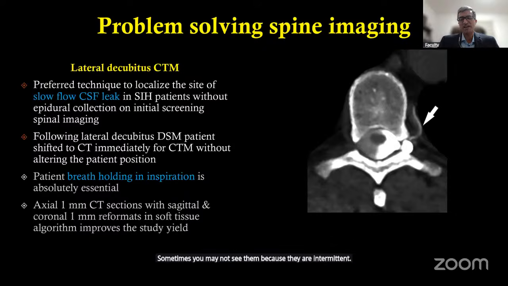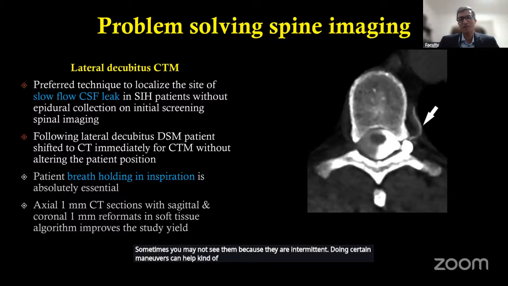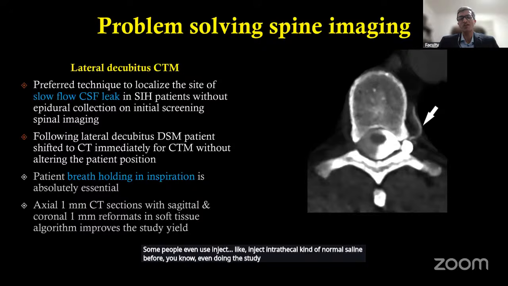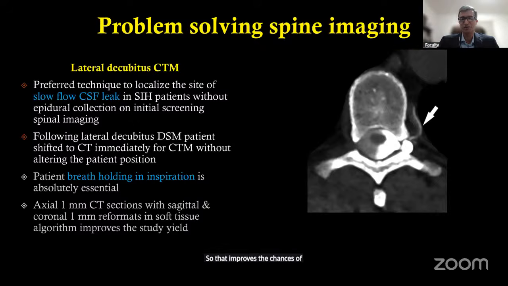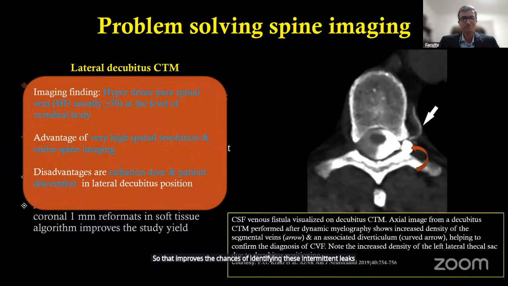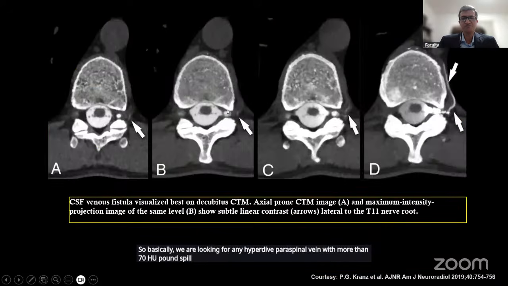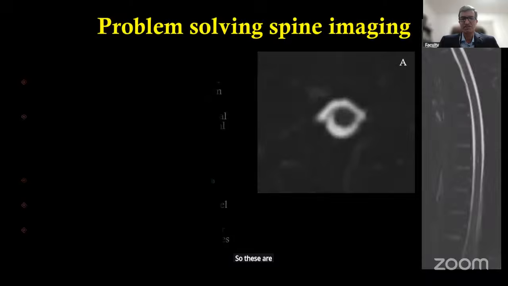Doing certain maneuvers can help identify these paravertebral veins, especially breathing techniques. Full inspiration or resisted inspiration, as it's called, can help. Some people even inject intrathecal normal saline before doing the study, so that they normalize the volume or pressure. That improves the chances of identifying these intermittent leaks. Basically, we are looking for any hyperdense paraspinal vein with more than 70 HU, Hounsfield units. These are just examples from the literature.